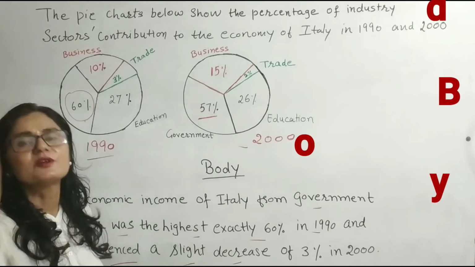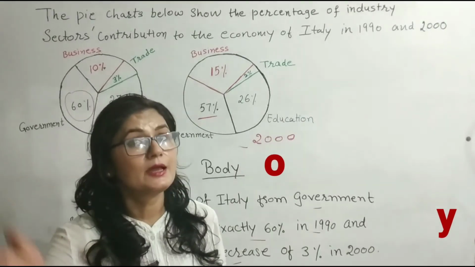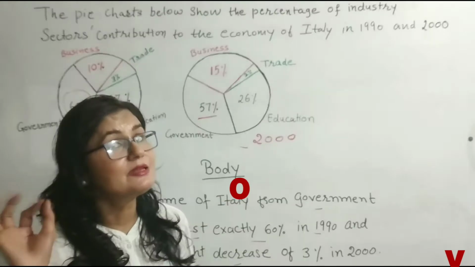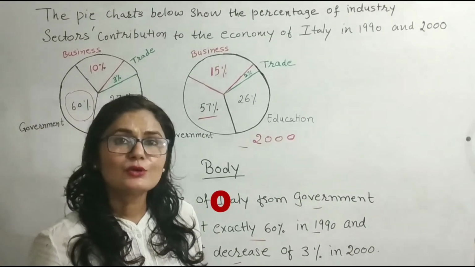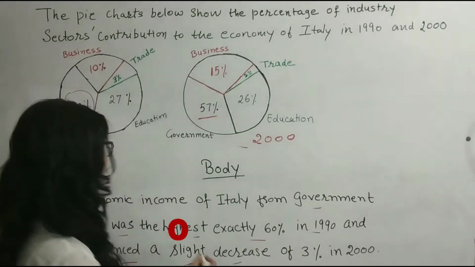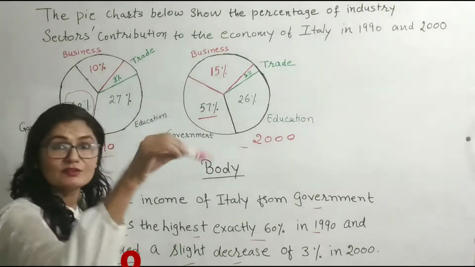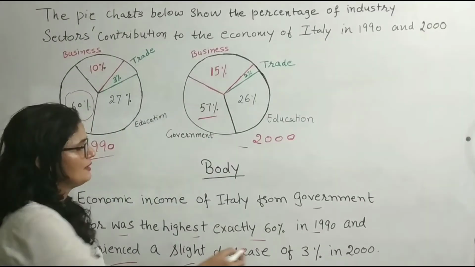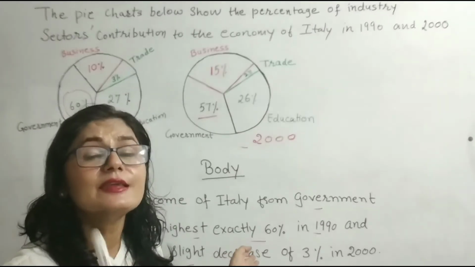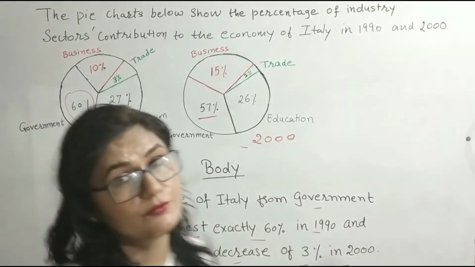Slowly, just by 3%, subtract. You can subtract, you can add, multiply or divide. Means you can do subtraction, addition, multiplication and division, just to decorate your graph's body, to get more bands. So a slight decrease of 3%. See, 60% minus 3 is 57% in 2000. So see, it is really very easy to start writing the body of any graph.